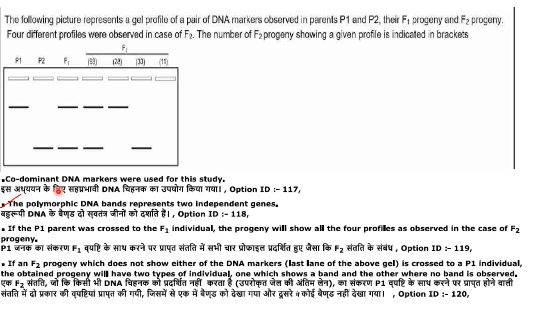So out of these, which is the correct option? If you read the options, you can see that the polymorphic DNA bands represent 2 independent genes. That is why they are in the ratio 9:3:3:1. So the answer here is option 2.